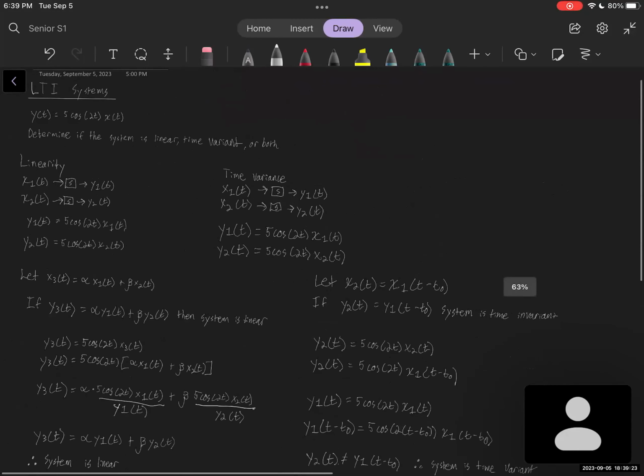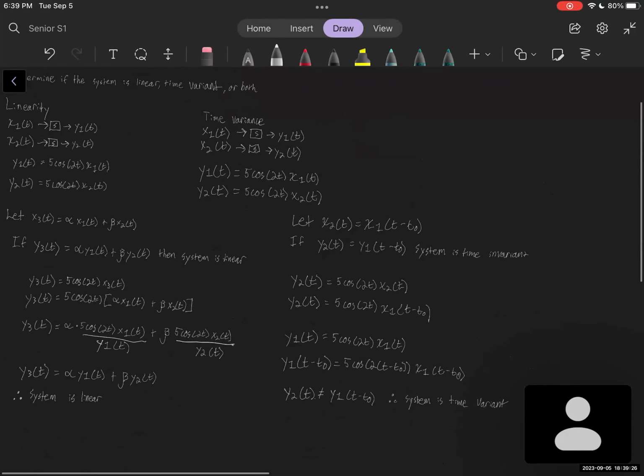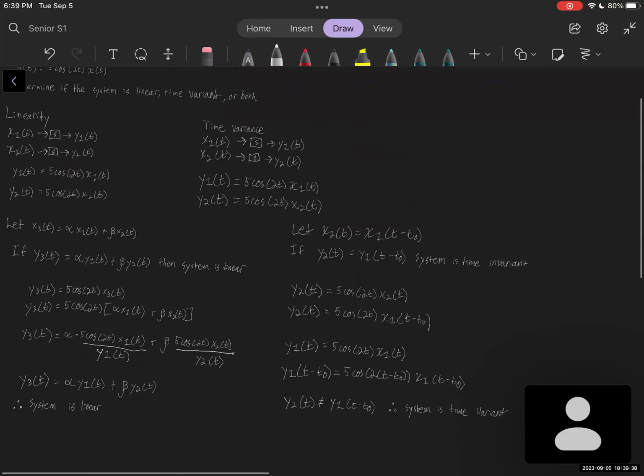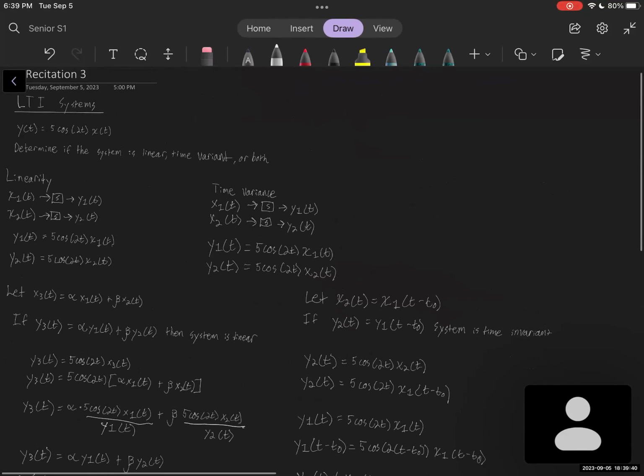So we determined that the system is both linear and time variant. So this would not be classified as an LTI system, as both criteria have to be met in that case. Does that make sense? Do we have any questions? I'm happy to go back over any part of this.